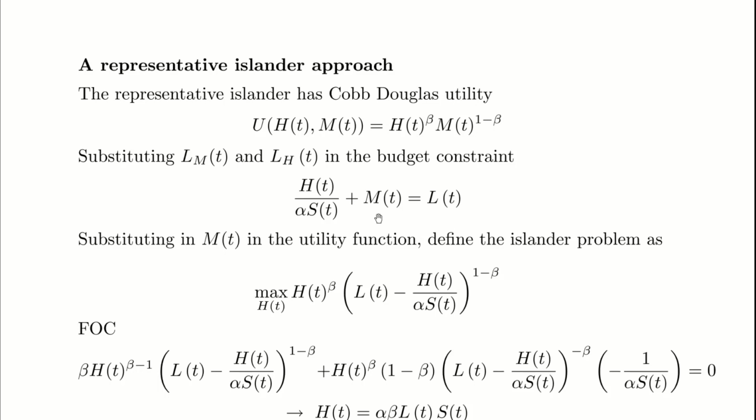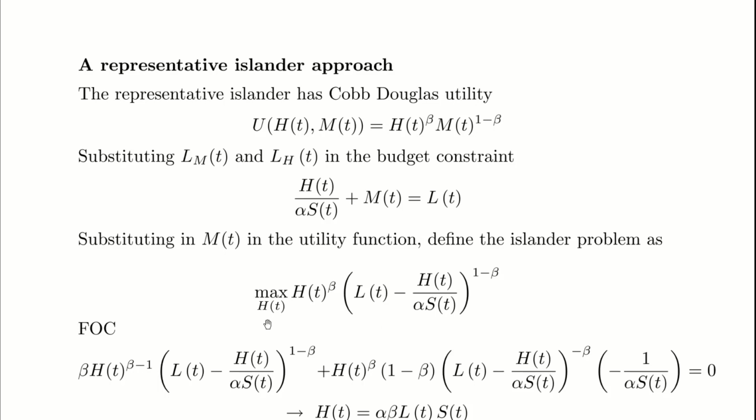We can write the representative islander's maximization as a 2-variable constraint maximization, or we can make our lives even easier by substituting directly in the utility function M by L minus H over alpha S, to the 1 minus beta. This way, it is a 1-variable maximization without constraint. The single choice variable is H.